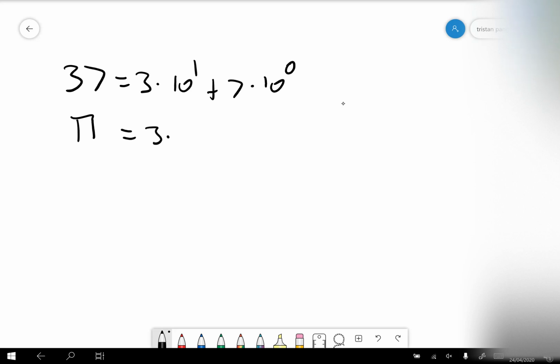So let's consider a normal number, 37, say. In base 10, we can write it as 3 times 10 to the 1 plus 7 times 10 to the 0, or something like that. Pi would be 3 times 10 to the 0 plus 1 times 10 to the negative 1 plus 4 times 10 to the negative 2, and so on and so forth. This kind of deconstruction is what we call decimal, I guess.